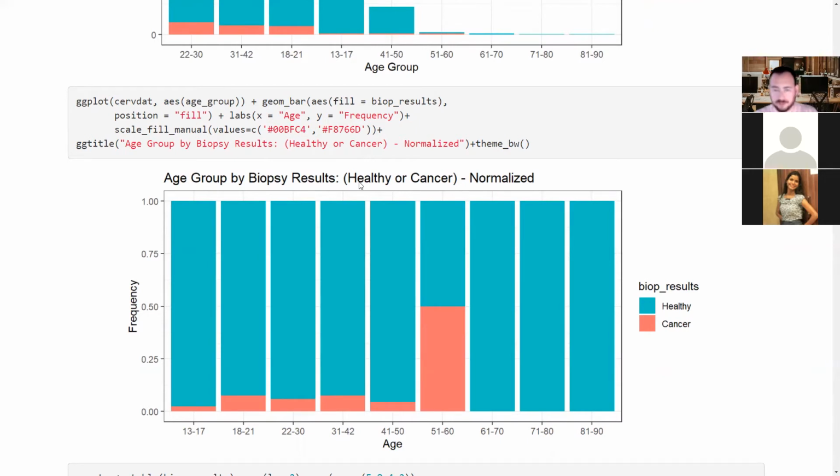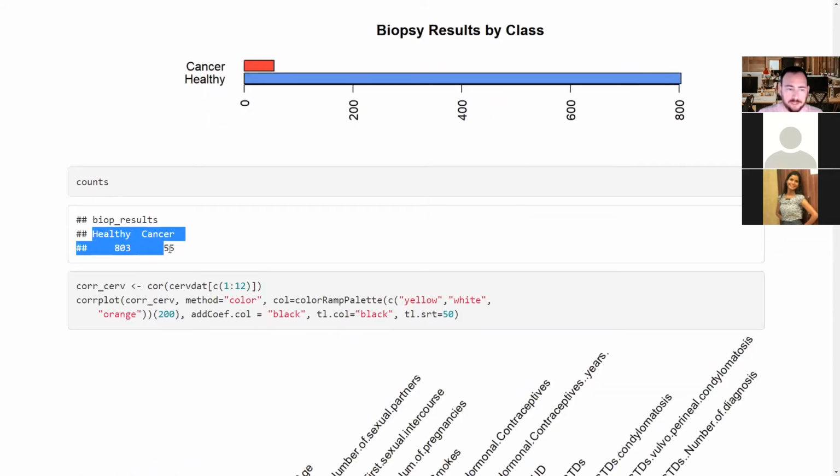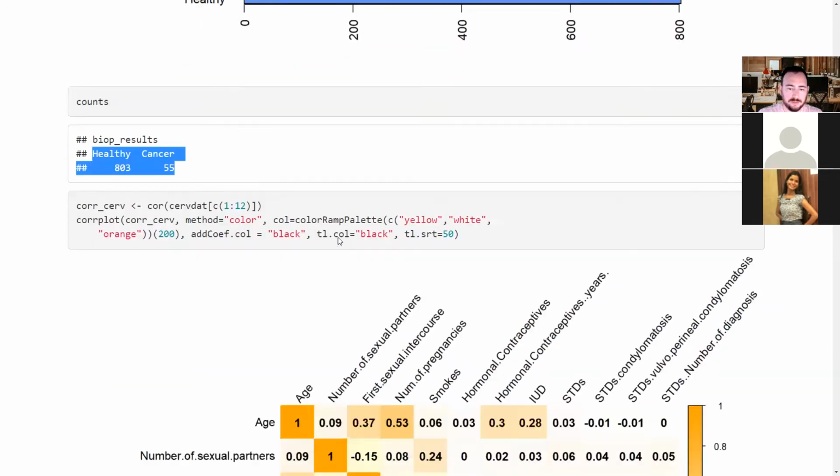For example, 51 to 60-year-olds exhibit 50% healthy results, 50% cancerous results, but that doesn't really do any justice for examining the actual distribution in this data set. So moreover, this class imbalance problem is highlighted here in this visual depiction of biopsy results by class, as well as, again, 803 healthy, 55 cancerous.